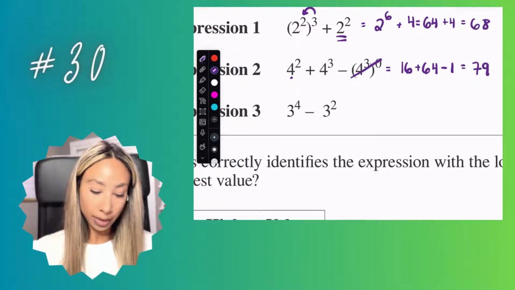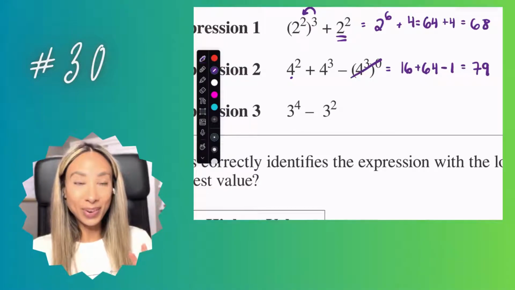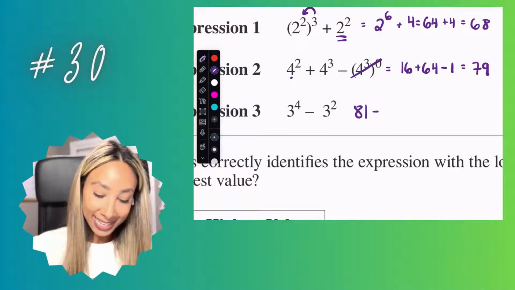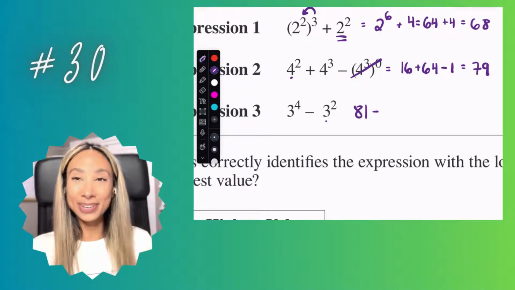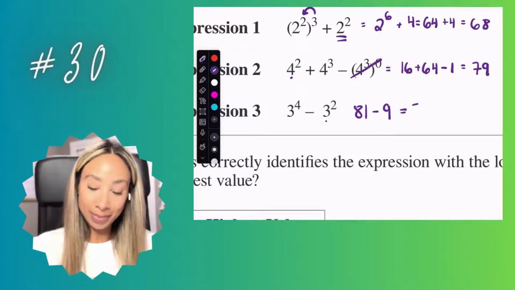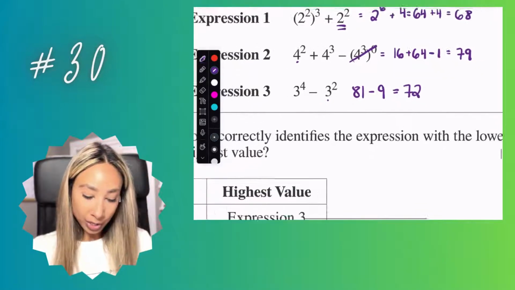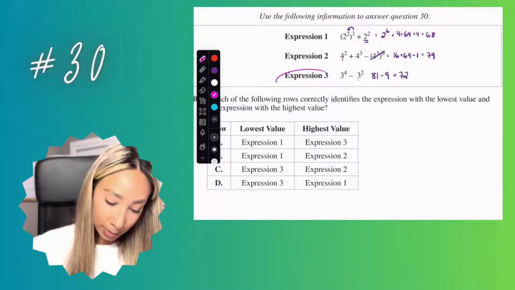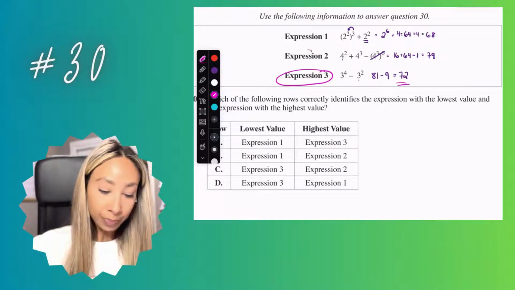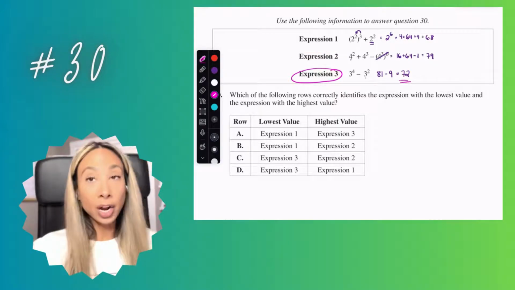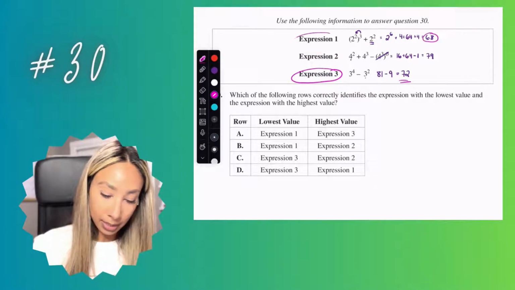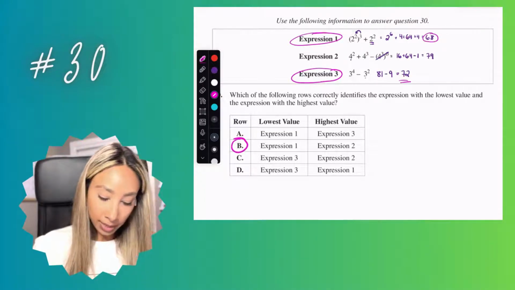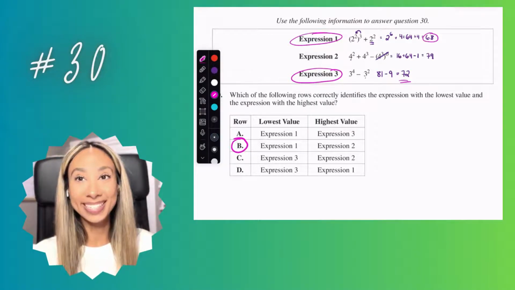And in our last one, we're saying 4 times 4 times 4 times 4. That's going to be 81, sorry, take away 3 times 3, which is 9. That leaves me with 72. Now our question asked us to figure out the lowest value and the highest value. Well, my highest value is going to be expression 3 at 72. And our lowest value is going to be 68, expression 1. That means our answer is going to be expression 1 and expression 2, so answer B.